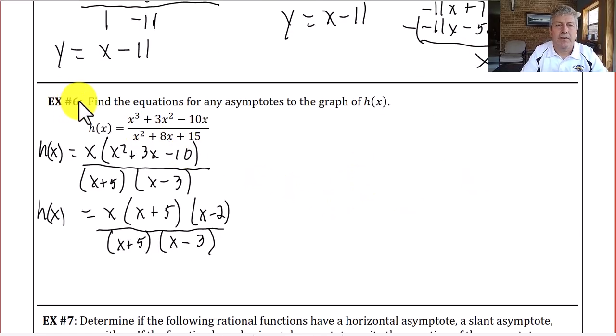In example 6, it says find equations for any asymptotes for the graph. So this could be vertical or slant. We take a look at this, and we have x cubed over x squared. That's our highest degree, so we lead by 1, so we think there's going to be a slant asymptote here. So I'm going to go ahead and factor. I factored the numerator, I factored the denominator. When I factored the x out, it was still factorable. And I see here that I have x plus 5 in the numerator and x plus 5 in the denominator.